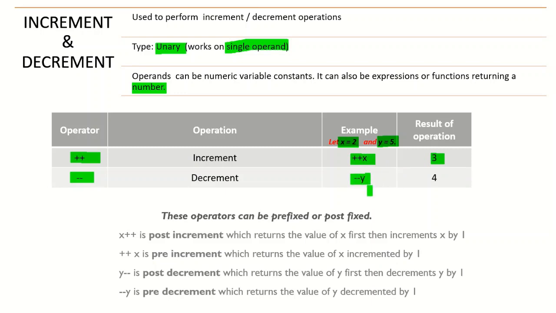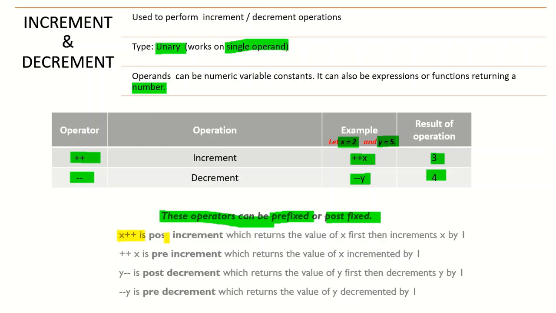After performing y--, the value of y that is equal to 5 is decremented by 1. So the result is 4. These operators can be used in two ways. That means they can be prefixed or postfixed. Both have different meanings even though they perform the same operation.